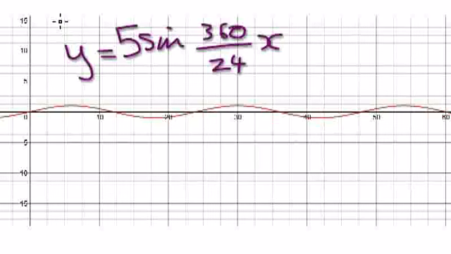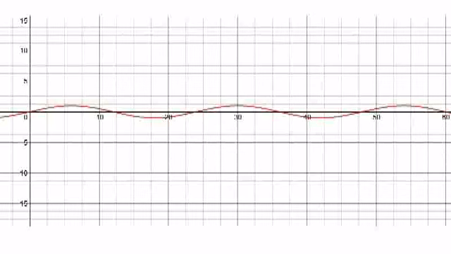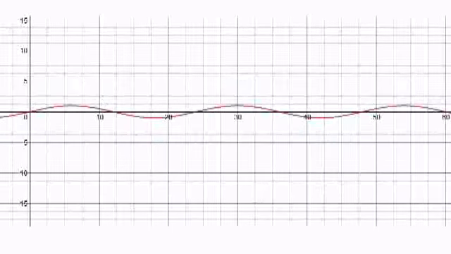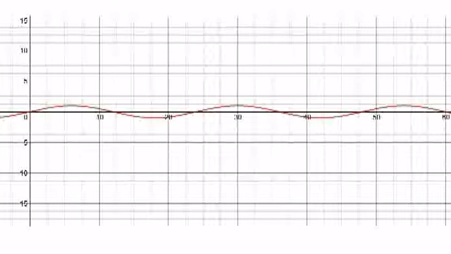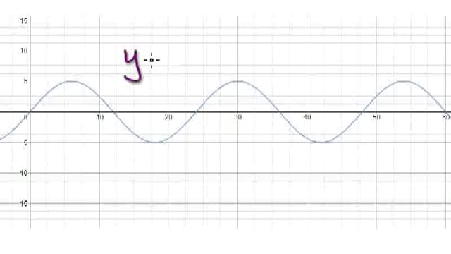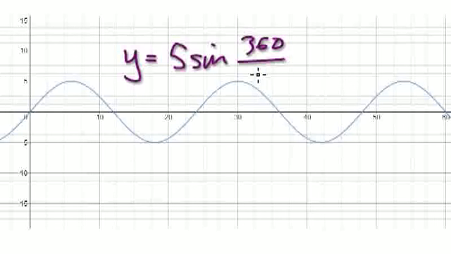So that would be this. Okay, so us plotting this graph here would look like this. It was this here, but now we're going to change the magnitude. So notice that it will come up to 5. Okay, so now this is our graph of y equals 5 sine 360 over 24 x here.